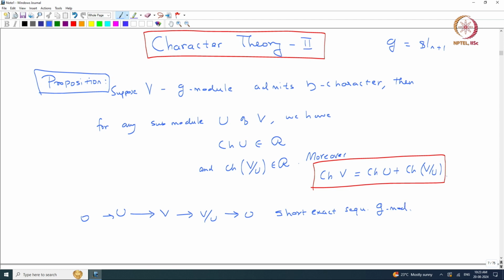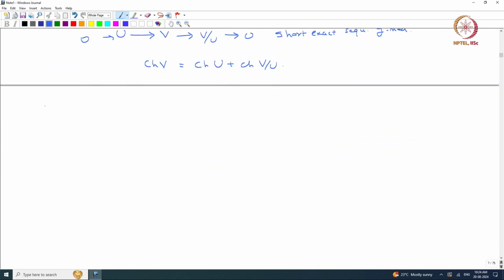So, when you apply character, the character of the middle is indeed the sum of the characters on the ends. So, the character of the middle is nothing but the sum of the character of the ends. Of course, once you prove it for the length 2 short exact sequence, you can extend this to any long exact sequence. I will leave that as an exercise. So, the exercise is, if you have this long exact sequence, then we will have an alternating sum of things.